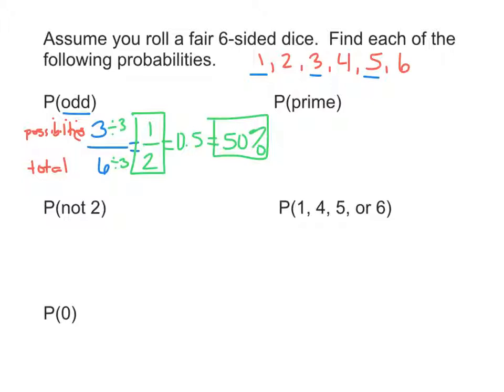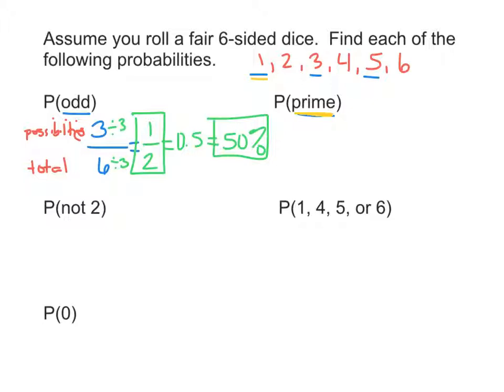Let's take a look at another example. What is the probability of rolling a prime number? We need to look at our possibilities and figure out which ones are prime. I'm going to denote this with yellow, so I'll underline this in yellow. Prime is any number that is divisible by only 1 and itself. So the number 1 is prime.